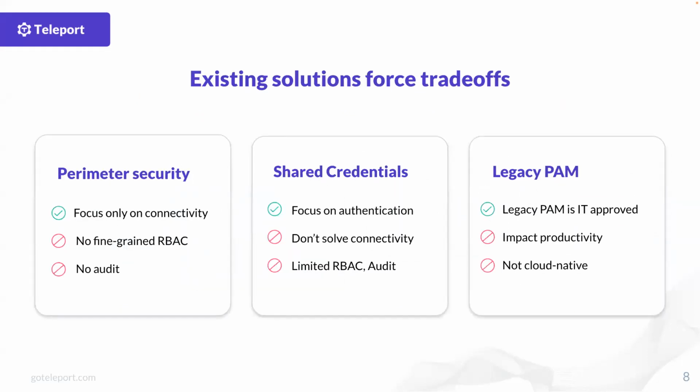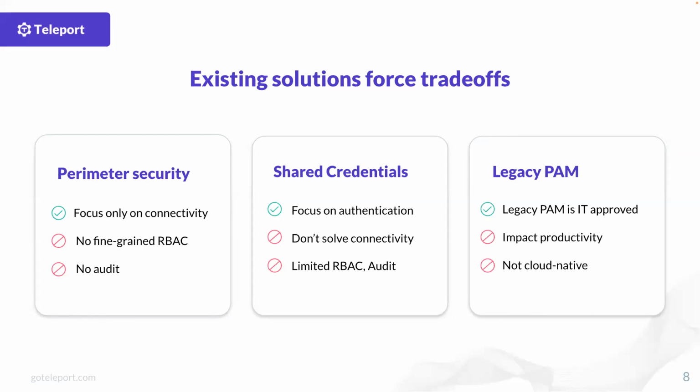And then if we take a step back and look at those existing solutions and the trade-offs they provide, take perimeter security, think of these as VPNs. Again, we want to check all the boxes, not just one of them. So they really focus just on that connectivity piece, getting users connected. But once a user is connected to, say, a VPN, there's no real fine-grained RBAC or controls in place over what those users have access to. And the auditing piece doesn't really exist either.